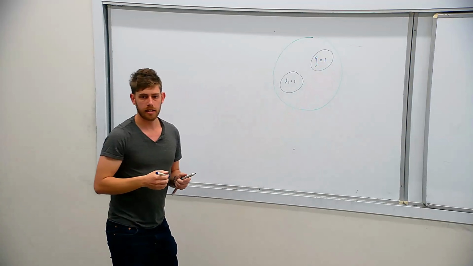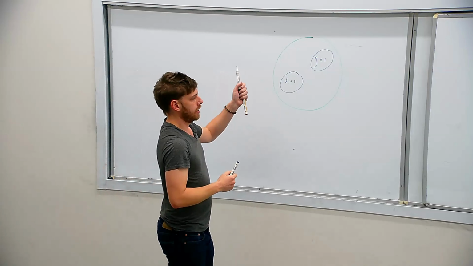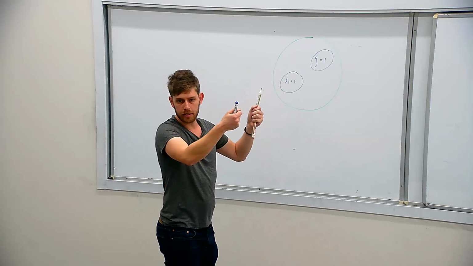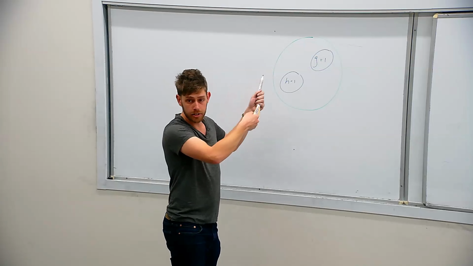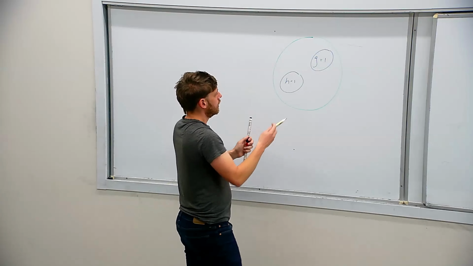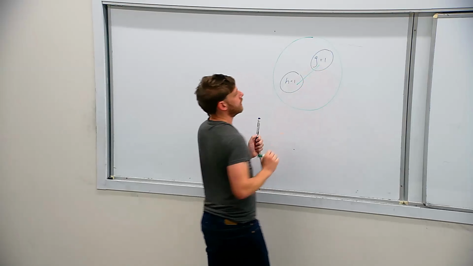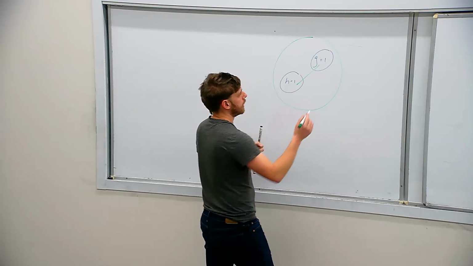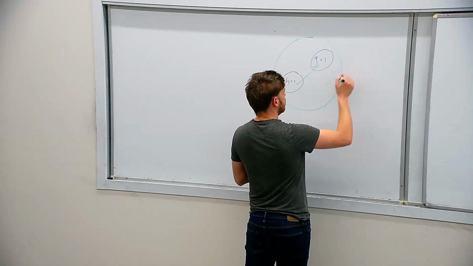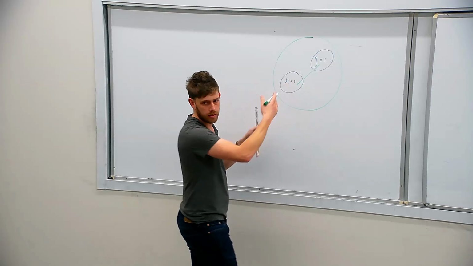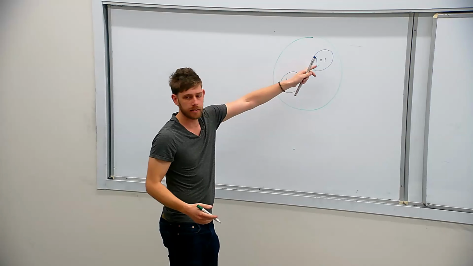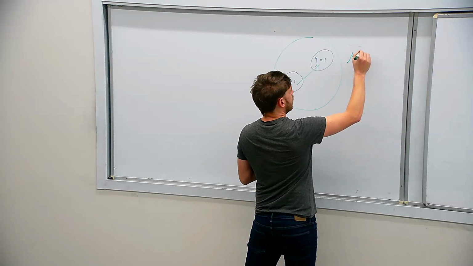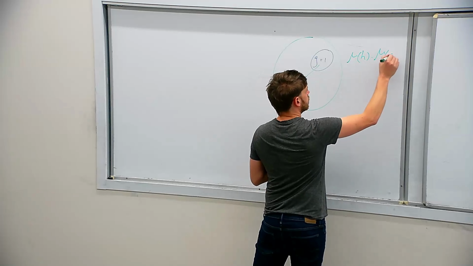And the expander mixing lemma says that if we sample X uniformly at random and then sample a neighbor Y, which is equivalent to sampling an edge in the graph, then the probability that the edge goes between these areas is as expected. It's the density of this set times the density of this, mu of H times mu of G.